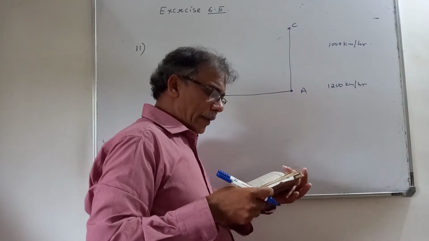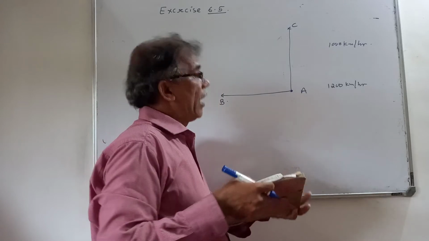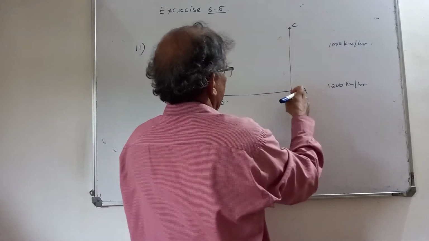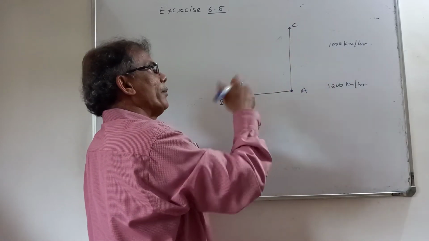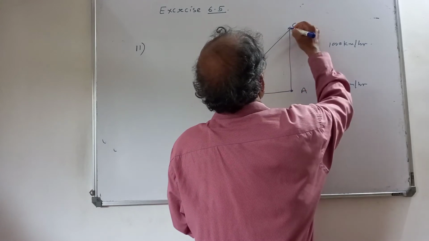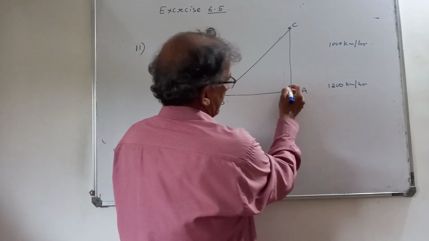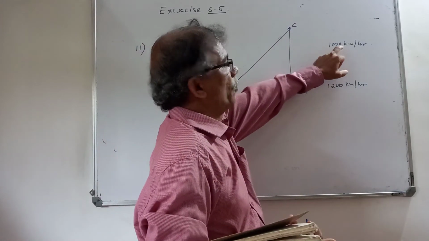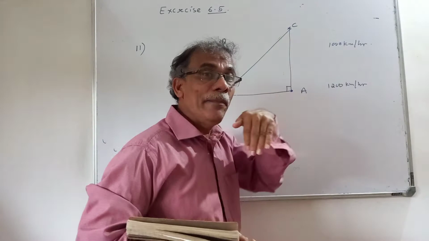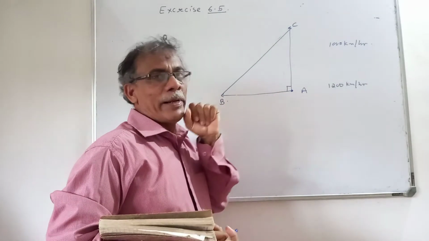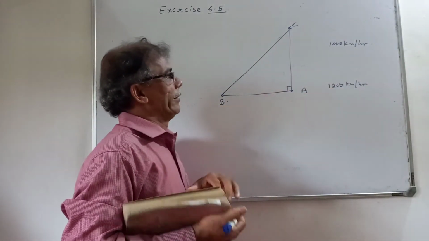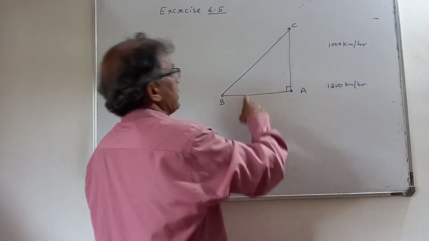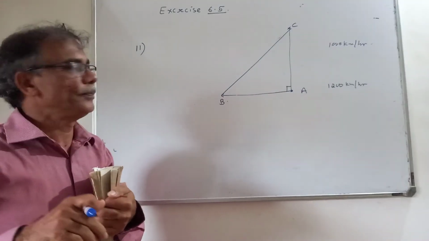How far apart will the two planes be after 1.5 hours? So after 1.5 hours, say one reaches C and the other reaches B. How far they are from each other means we have to find the distance BC. Again, this angle will be 90. But here this distance AC is not given. We are given the speed and the time for which they are traveling. Same case for the second aeroplane. So if we are able to calculate distance AC and distance AB, our work will be over.